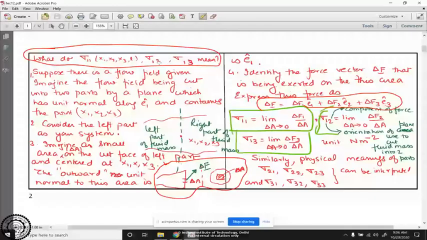So what are the meanings of these terms? As I was explaining in the last class, if the point under consideration is x1, x2, x3, t, you imagine a plane which has its normal along one direction, and you make 2 imaginary cuts in the fluid. You take the left part, consider an area delta A there, and there should be a delta F force acting on the left part through that area delta A. Who is exerting this delta F force?